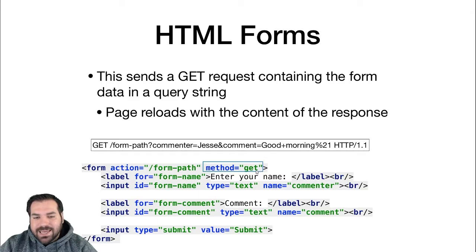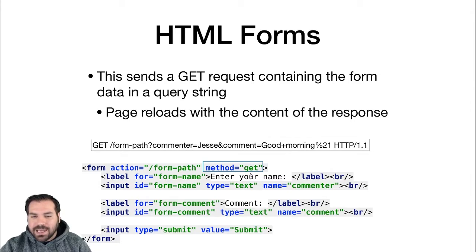Now we used method get and action /form path. So when the user fills out this, say they fill it out with Jesse and good morning on the form. Oh, I should have given it a picture of the form. We'll see it later, but I should have put a picture of the form on the slides. When a user submits that, this is the request that you're going to get.